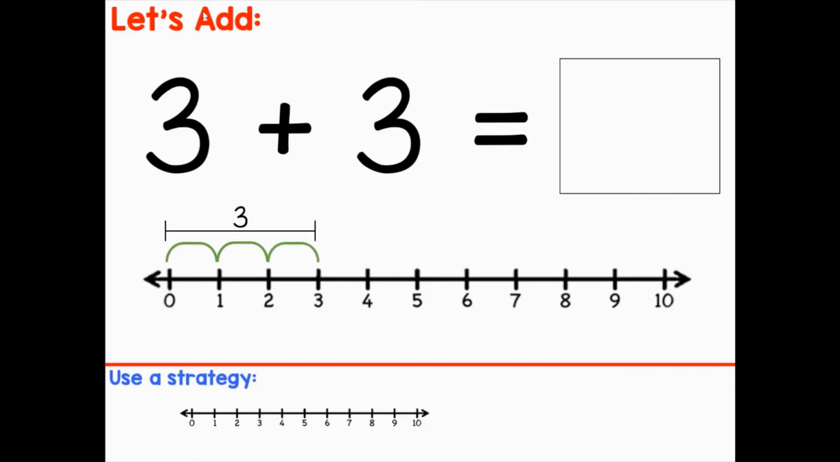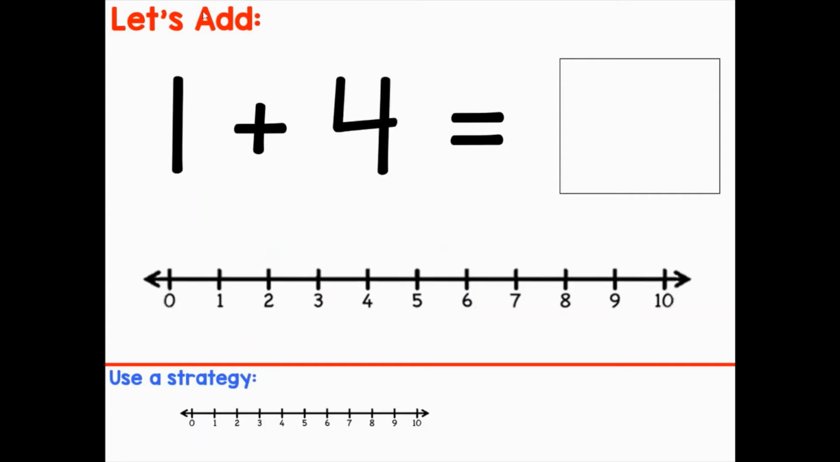Now I look at my second number. My second number is 3. Let's make 3 more hops. 1, 2, 3. Now that I've made 3 more hops, all my hops together landed on my last number, which was the number 6. You got it. 3 plus 3 equals 6.